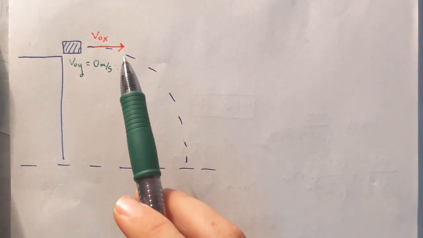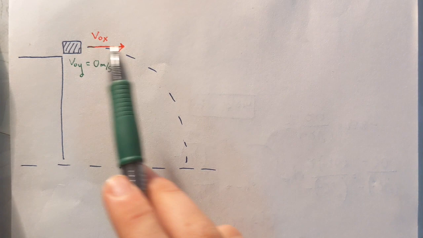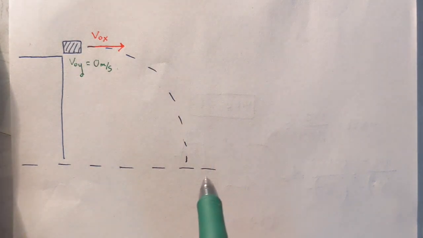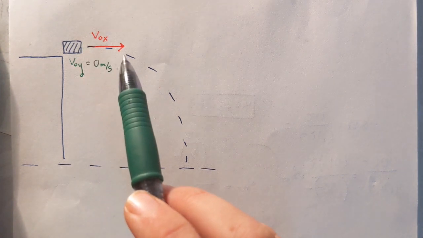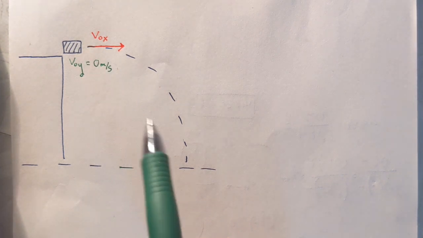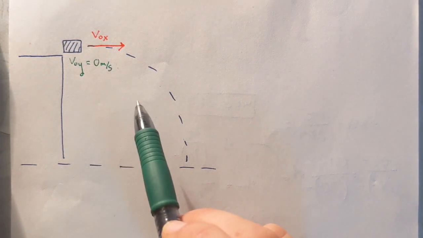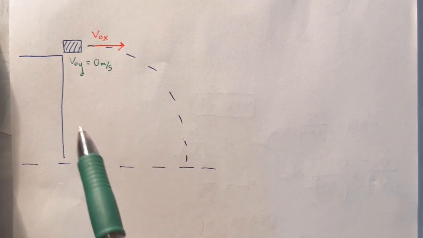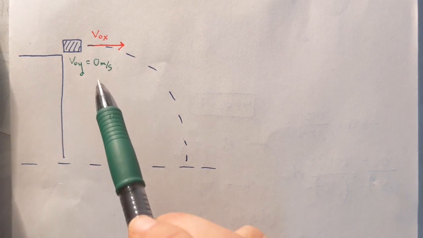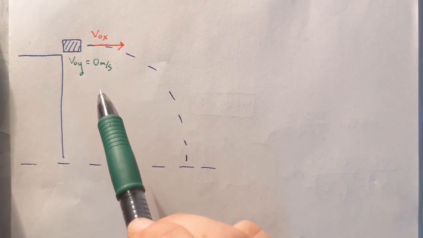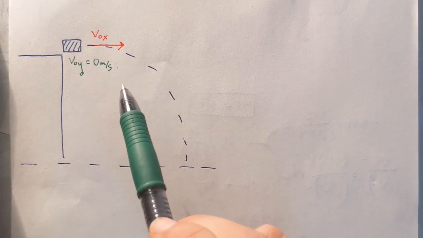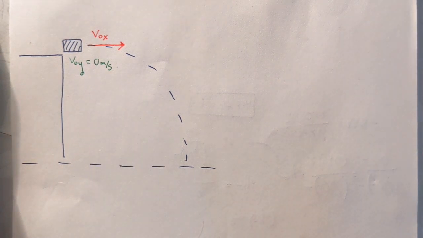So what happens to these speeds as the object falls to the ground? Well, as the object is flying through the air, it's in free fall. So the only force acting on it is the force of gravity. The force of gravity acts in the downwards direction. If the force of gravity acts in the vertical direction, it causes a vertical acceleration, and that's only going to change the vertical speed of the object.